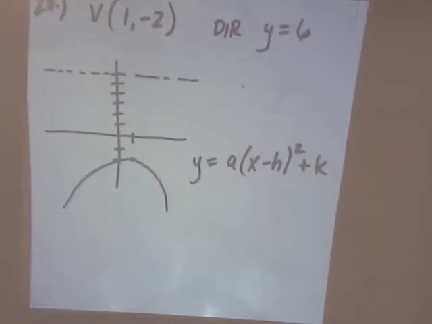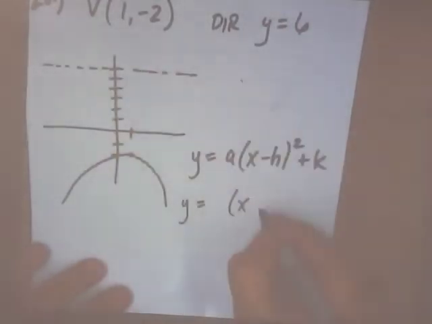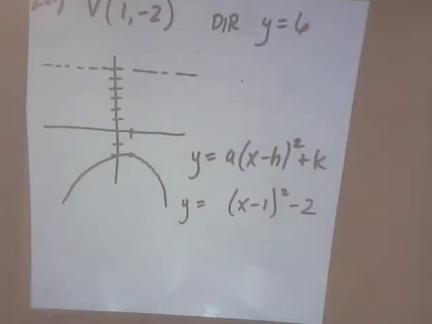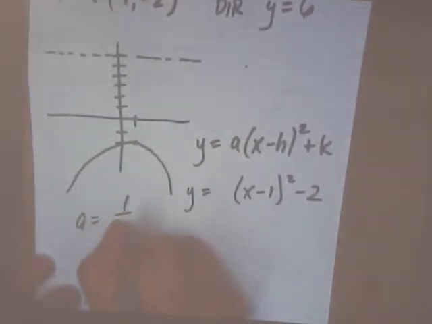What do the H and K represent? The vertex, right? So we can plug that in. The vertex is here, so it'll be (x - 1) squared minus 2. And then what's the A? And we have an equation that has A in it. Remember, A is equal to 1 over 4C.